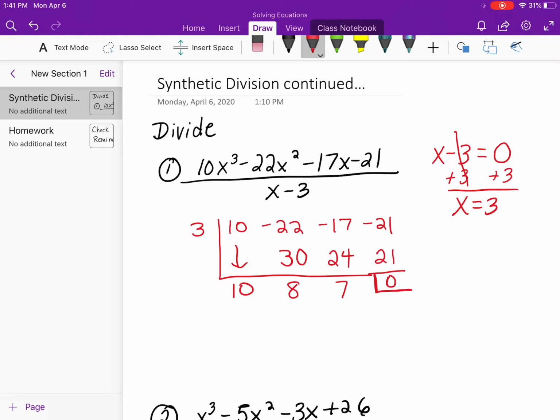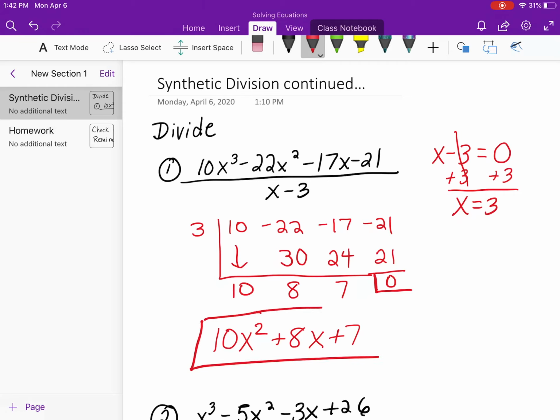So this problem, I do not have a remainder because I end up with 0 in that box at the very end. So now I just need to put the x's back in to write my final answer. And you would want to write this as 1 less than what we started with. So because I started with an x to the third, that means for my answer, I would start with x to the second. So 10x squared, and then we just put it in descending order. So the next would be 8x, and then plus 7. And I don't have a remainder, so don't worry about that 0. So that's my answer, 10x squared plus 8x plus 7.